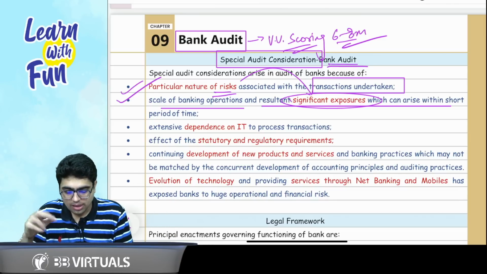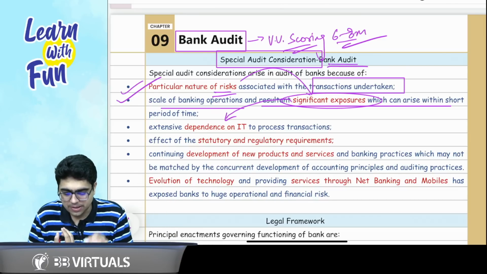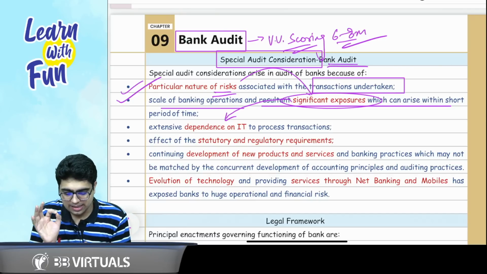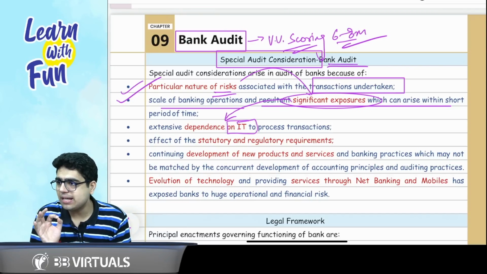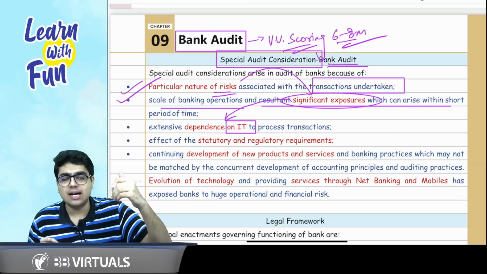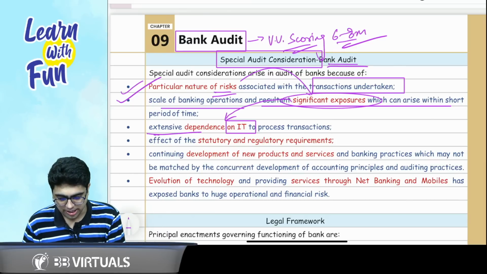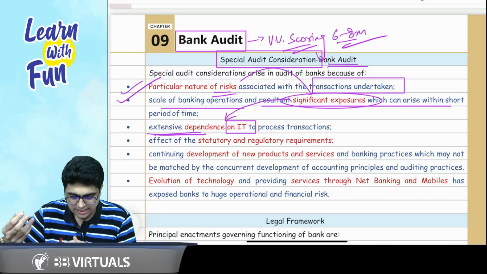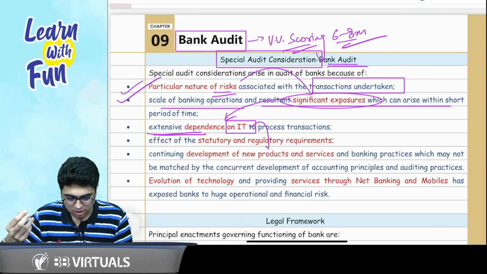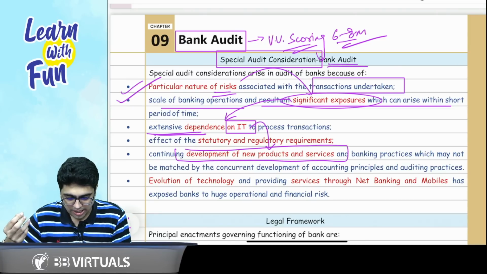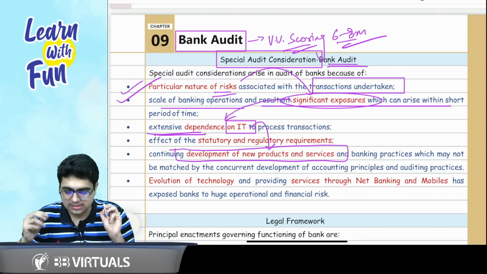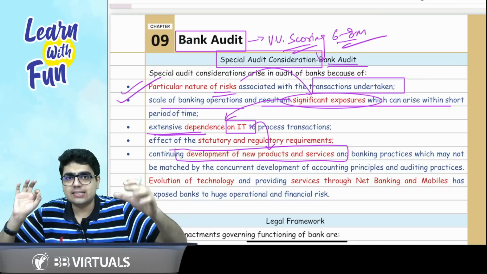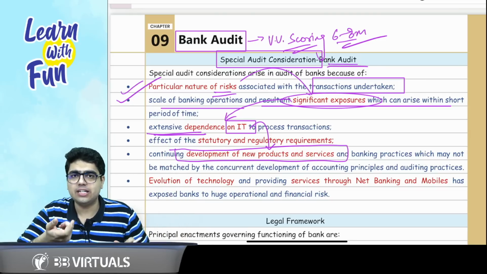Second thing, how is this significant exposure getting increased day by day? The main reason is IT. The banks are extensively dependent on IT, and it is through IT that they are developing new products and services. So the first four points are the particular nature of risk. What is the risk? There are a large number of transactions in a very short span of time.